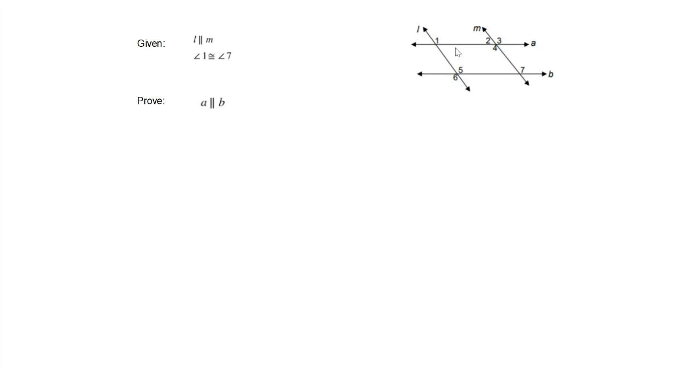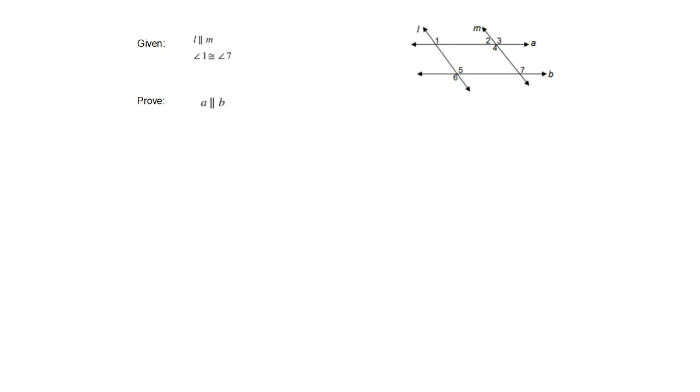So now what else are we told here? We're told that 1 is congruent to 7. So angle 1 over here is congruent to angle 7. And we're trying to show that A and B are parallel. So we want to show that these two are parallel. Now, before you do any proof, you need to walk through the steps of what you're going to do before you write it down. If you don't do that, you're going to kind of get lost in what to do. So what am I going to do here?